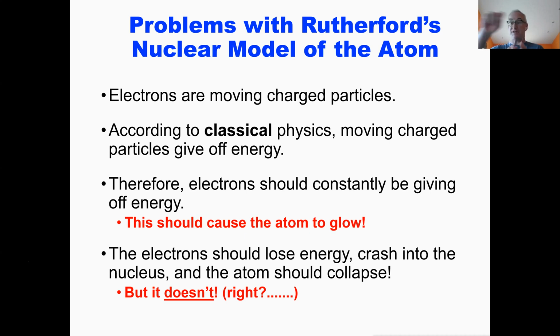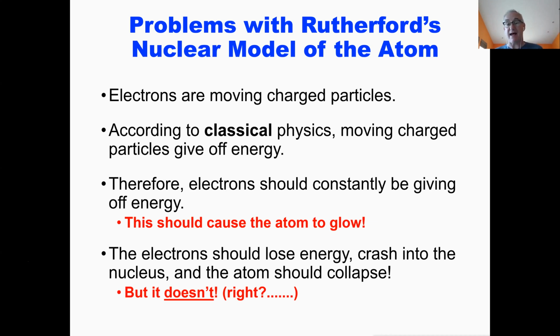The atom should constantly be glowing because it's releasing energy, and that energy would be just white light, because all these electrons would be all over the place. They'd be here, they'd be here, they'd be there. They'd be in all sorts of different places and moving down different places. So it should have all kinds of different wavelengths, a complete mishmash of different frequencies. And as the electrons lost energy and moved closer and closer to the nucleus, it should just crash into it and they should collapse.